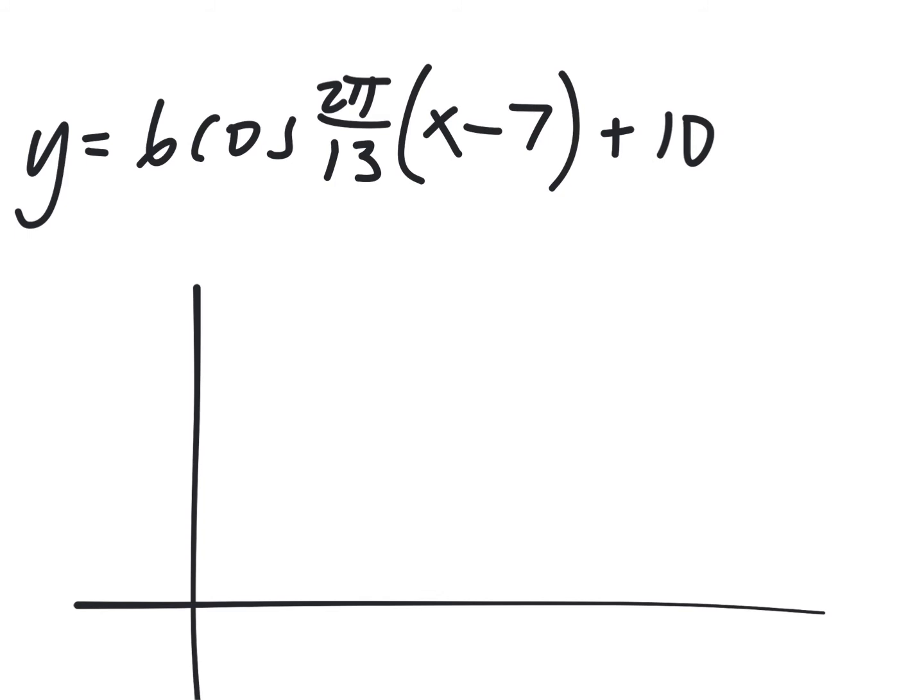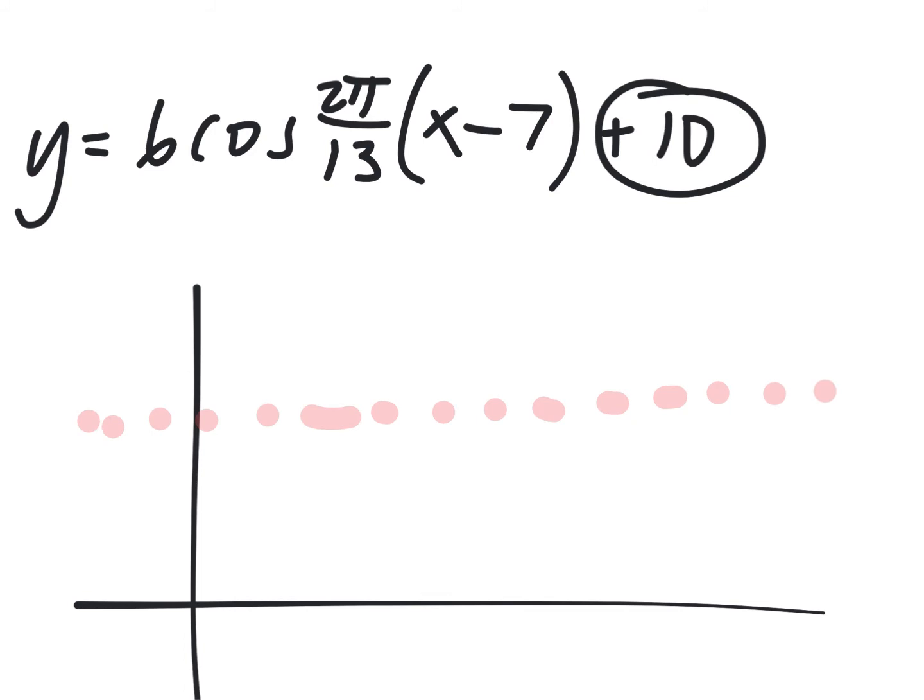Nola, tell me something to know about the graph. The points or anything. What do you know? The plus 10 at the end is the midline. It's the line that runs down the middle. And then this right here, that's 7. Can you tell me what that means? Yes. It moves the maximum point to the right side.